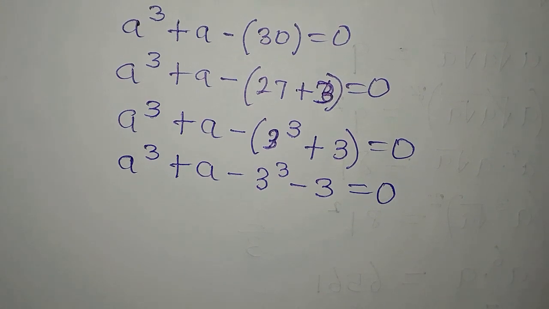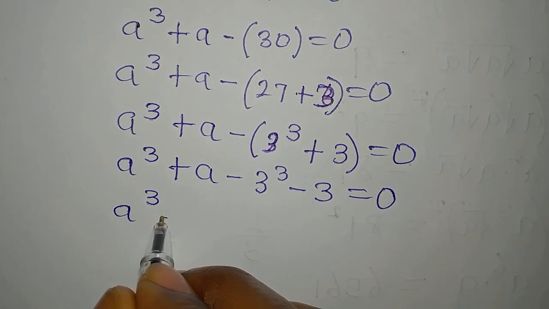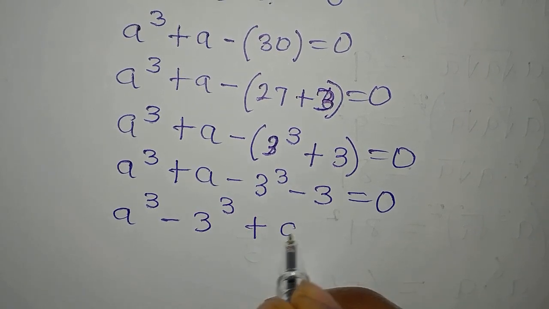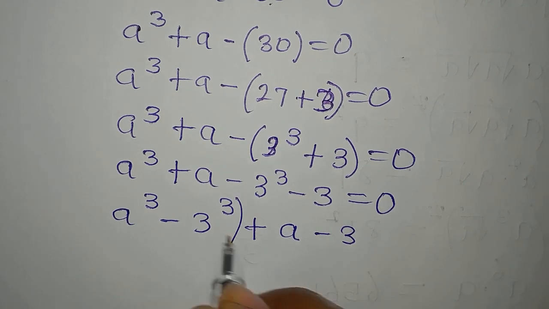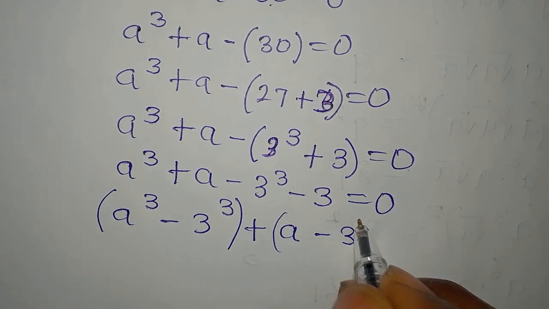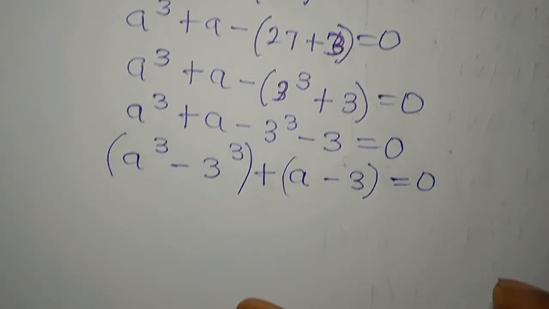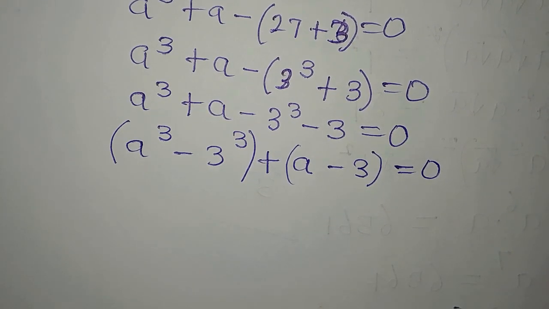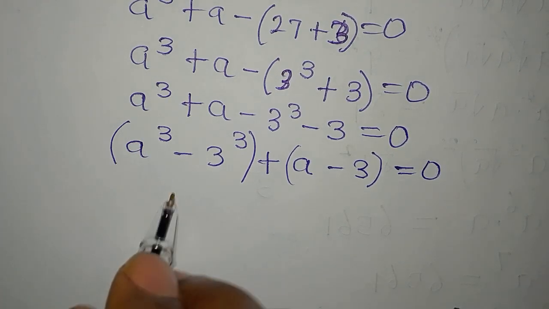Now it is left for us to group, so we can have A to the power of 3 minus 3 to the power of 3, then plus A minus 3. So I will deal with this separately and I will have this separately. Everything is equal to 0. Now, just like we have difference of two squares, we can equally have difference of two cubes. So here we have the difference of two cubes.